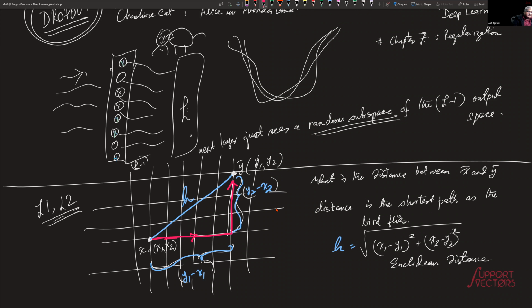Or I could take intermediate paths. I could take this path, go up, and then go here, or I could take, I don't know, different paths you can imagine, or I could just go up and go here, right? Any one of these paths, if I take, they are all of the same length.